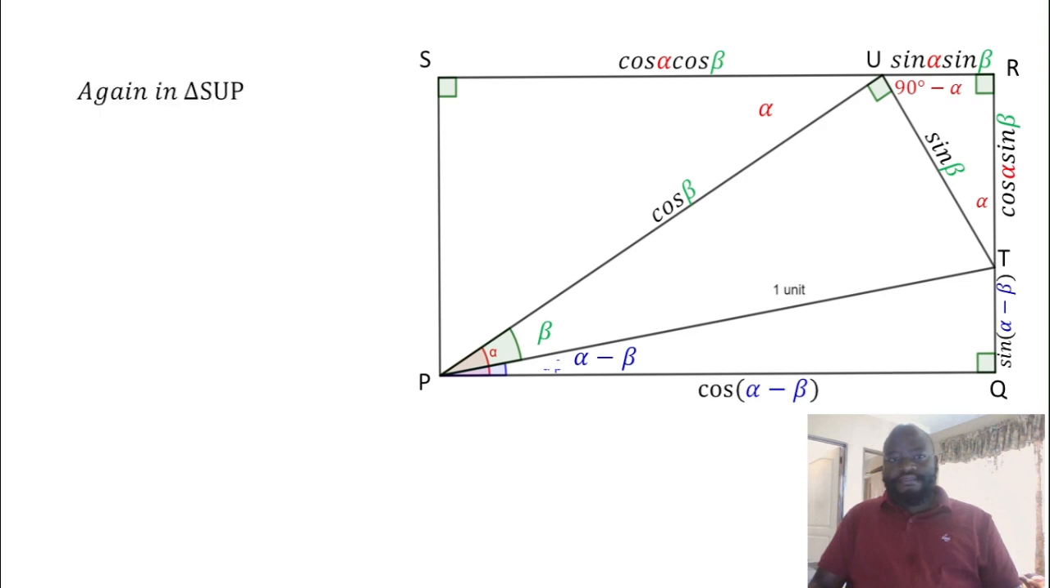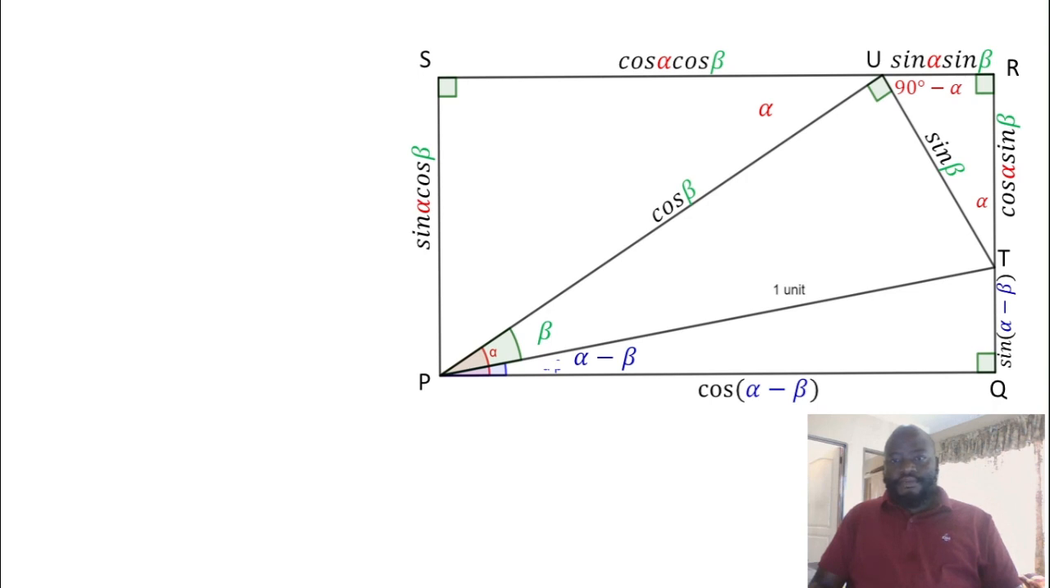Then again, in the same triangle SUP, we say sine alpha is SP over UP. UP is known to be cos beta. So we substitute it in, multiply both sides by cos beta. Then we get SP equals sine alpha cos beta. Let's put it in.